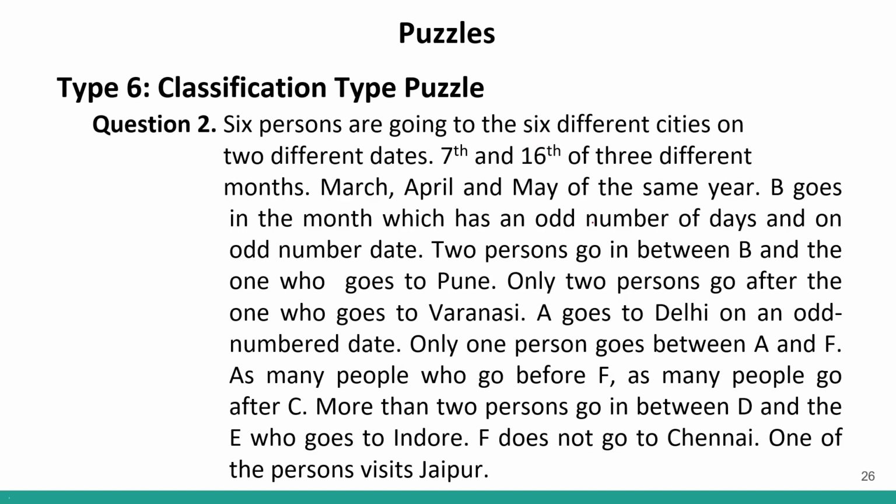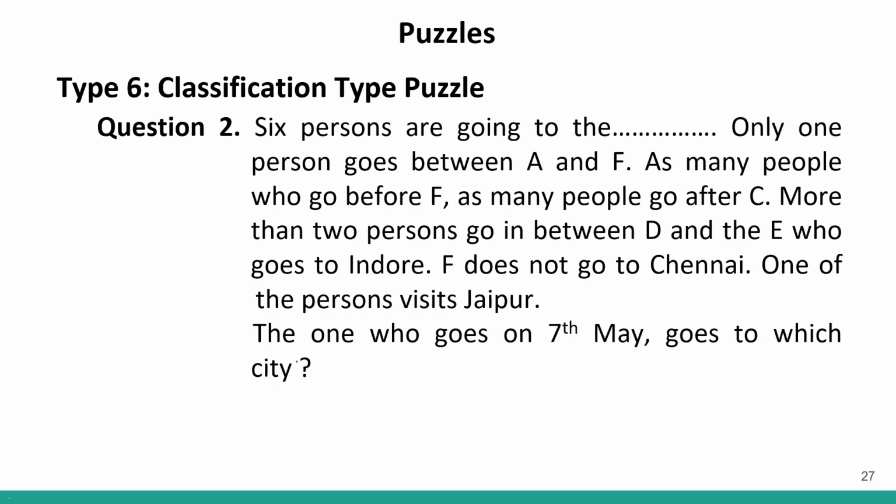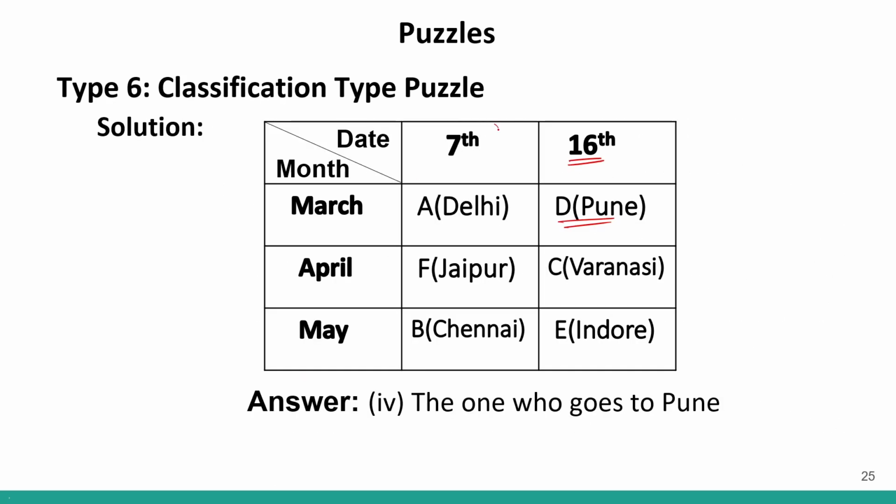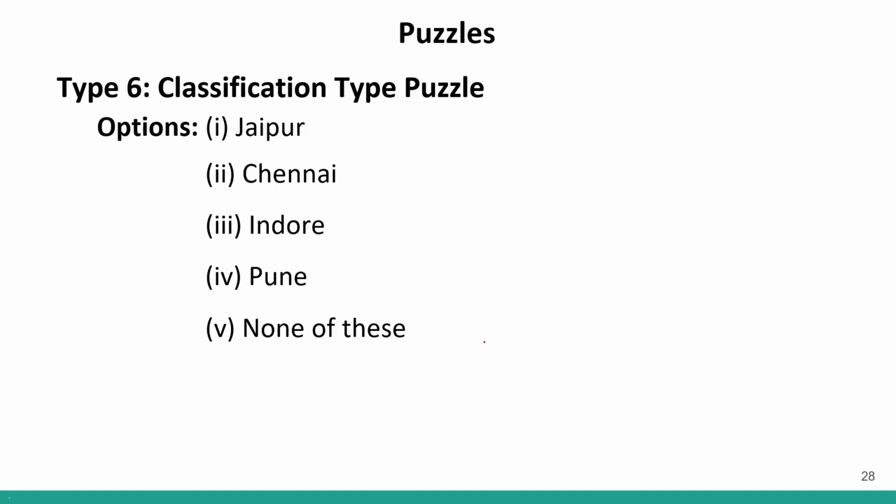Coming to question number 2. So again the same data, the question is different. The question is the one who goes on 7th May goes to which city? So we have to identify the one who goes on 7th May goes to which city. So going back to the arrangement. 7th May goes to Chennai. So the one who goes on 7th May goes to Chennai. So if I look at the options, option number 2, Chennai will be the correct answer. Okay?